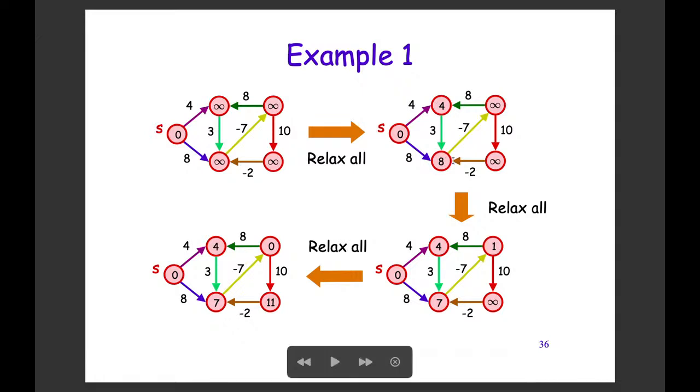And how about this node? This node has the shortest path from S using 2 steps, like 4 and then 3, right? So in that case, no matter how we perform relax all in the second round, because this node is already correctly set, by the time that we process this node, the value here will be correctly set to be 7, the correct value. So we have a 7 here.